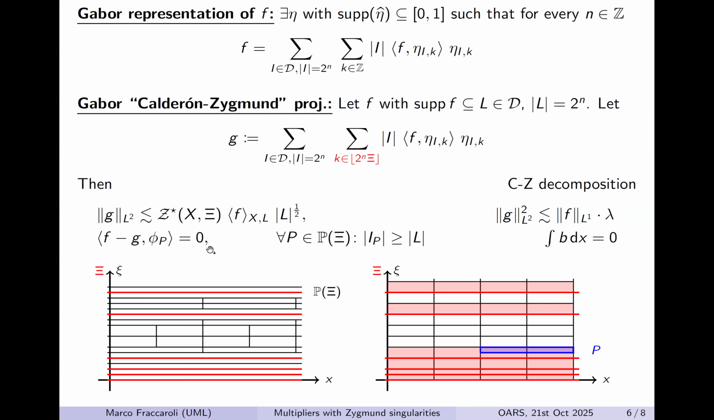And the second property is a cancellation property. So we have that F minus G, which is going to be the bad part in our sense, when paired with an appropriate function is going to be 0. Let's ignore the kind of tiles this property holds true for, but the nature of this property is about cancellation, which is similar to the cancellation property of the bad part of the Calderón-Zygmund decomposition.